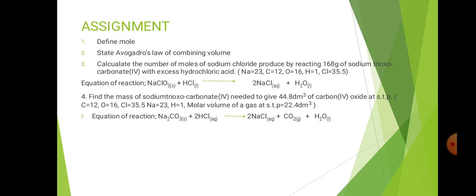Number 1, define a mole. Number 2, state Avogadro's law of combining volume. Number 3, calculate the number of moles of sodium chloride produced by reacting 168 grams of sodium trioxocarbonate IV with excess hydrochloric acid. Number 4, find the mass of sodium trioxocarbonate IV needed to give 44.8 dm3 of carbon dioxide at STP.